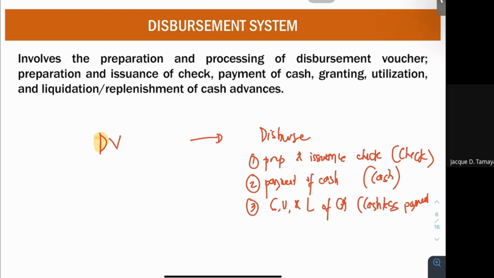So as early as now on your disbursement system, you can see the three modes. What are the three modes? The preparation and issuance of check or check disbursement. Another mode, the payment of cash, that is your cash disbursement. The last mode is your granting, utilization, and liquidation or replenishment of your cash advances. We call that your cashless payment.